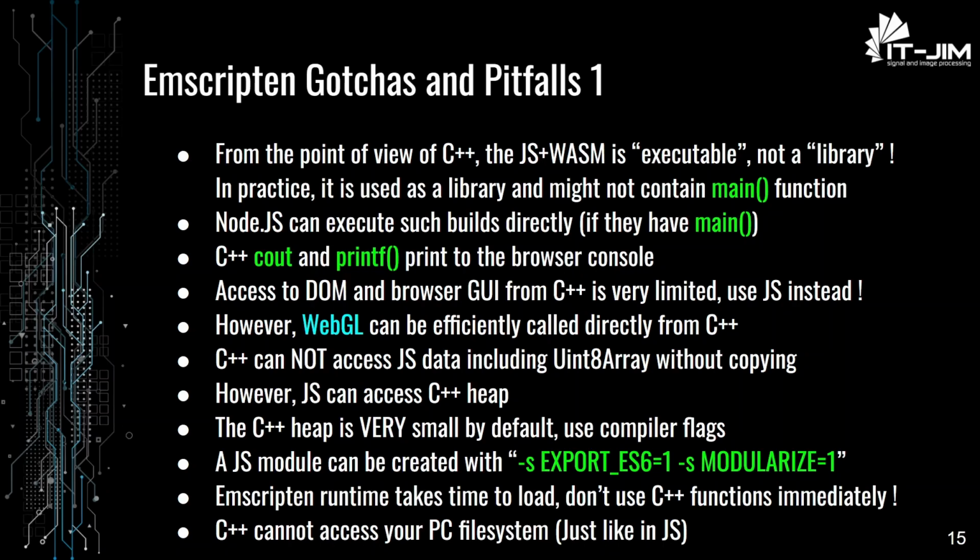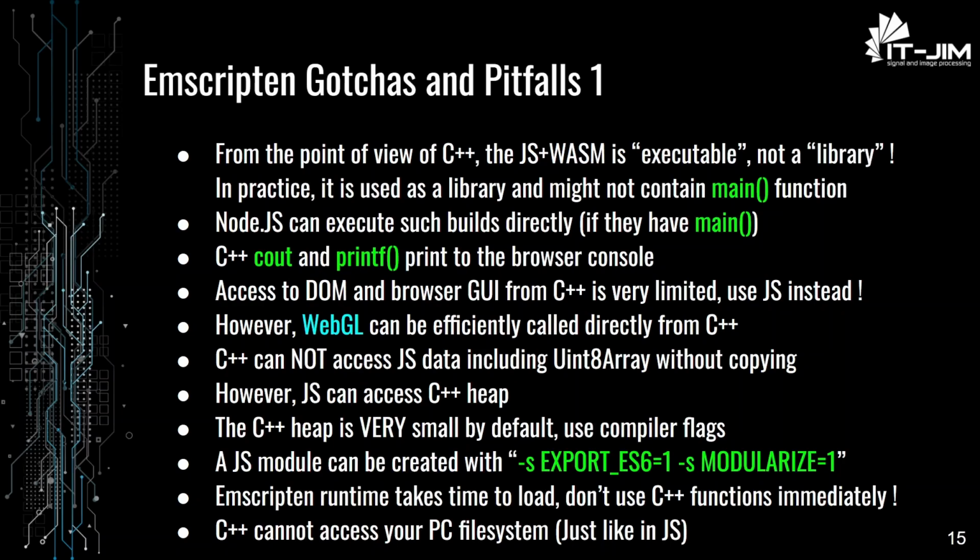But of course, the idea is that you can compile any C++ code into Emscripten. It is good in theory. In practice, well, things are not that easy. There are many gotchas and pitfalls of Emscripten. From the point of view of C++, the JavaScript plus WASM is an executable, not a library. Remember this, never call it a library. In practice, it's used as a library because you can call a C++ function from JavaScript and it might not contain the main function. But it's not a library and shouldn't be called a library. A library is a different thing.